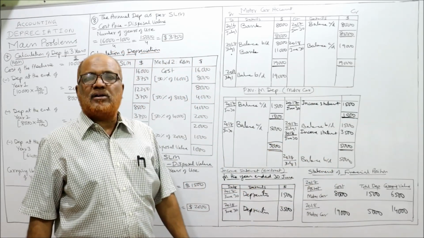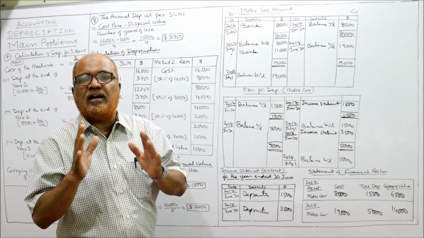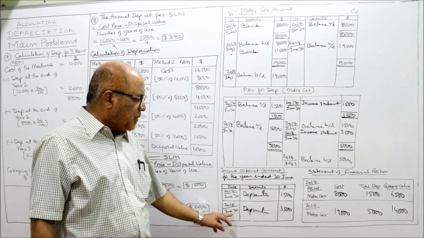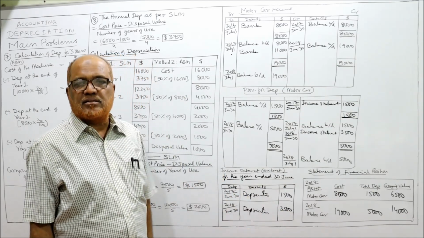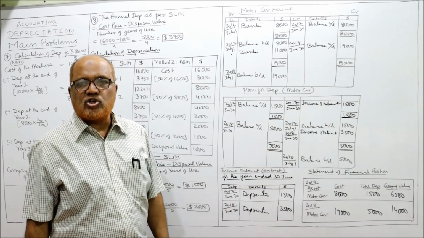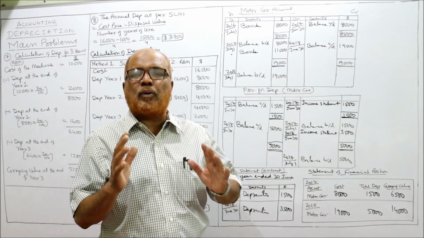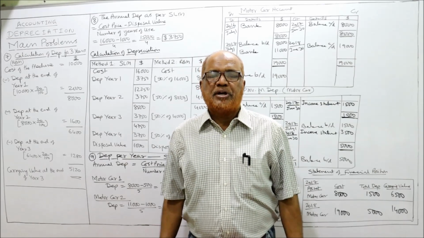In income statement, we should take only a depreciation of the current year. So first year, only depreciation 1500. Second year, depreciation 3,500. That's it. Lastly, statement of financial position. So totally 9 problems I've completed. 9 main problems I've explained on depreciation.